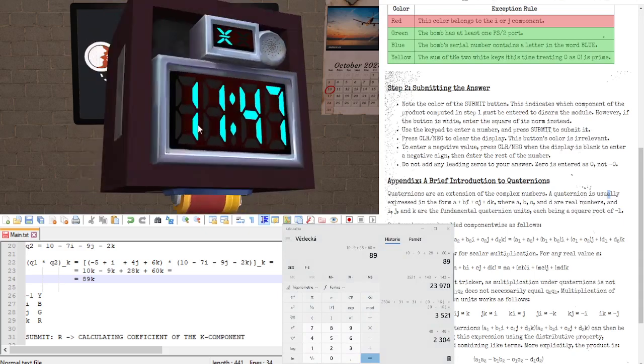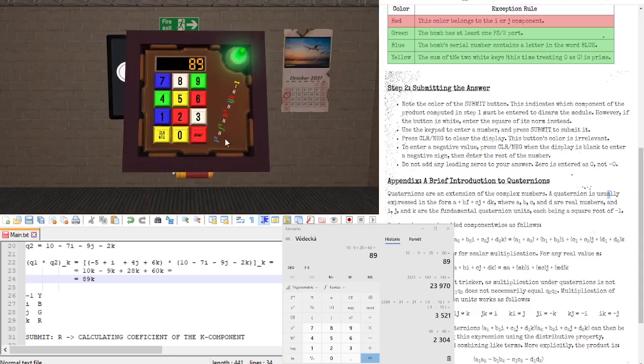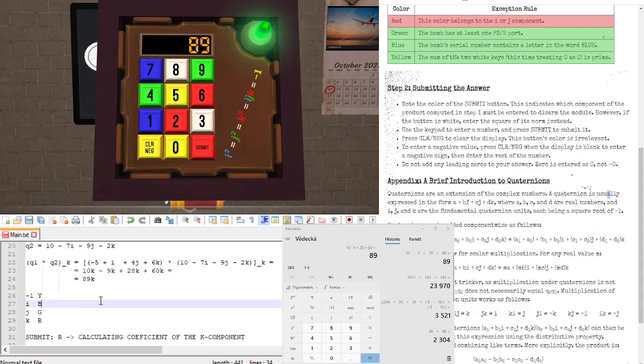Again, if I submit anything wrong, then I'll get a strike. If I submit minus 89, then it's a strike because it's not actually 89. But if I submit it correctly, then the module solves and everything is done. Now I cannot do anything more. Okay, so I think this sums it up.